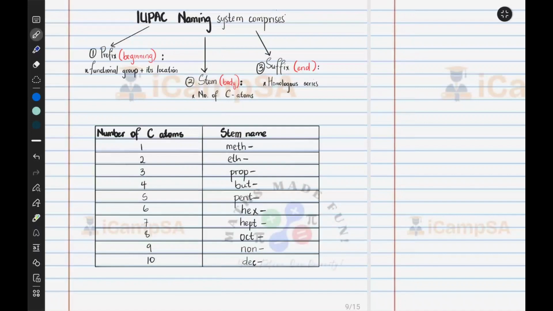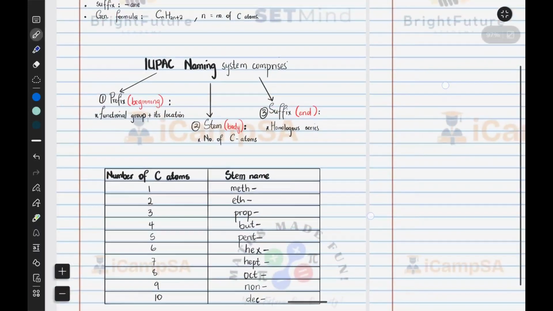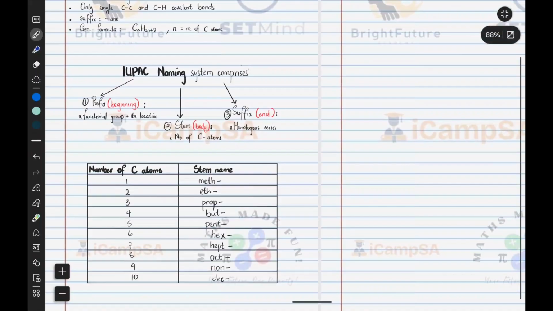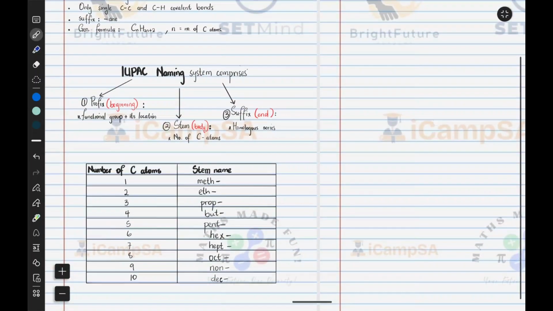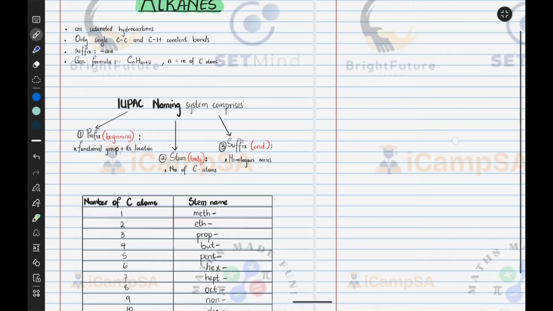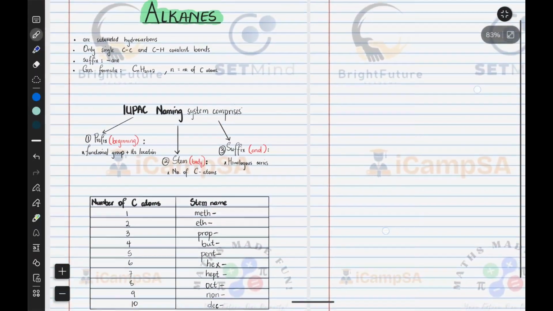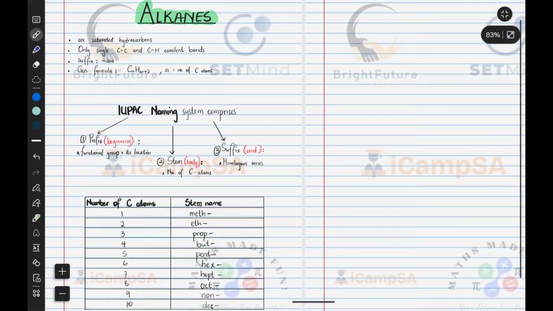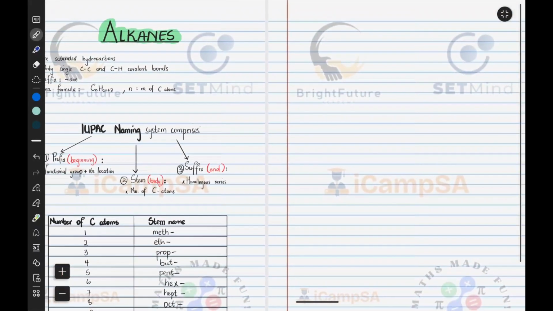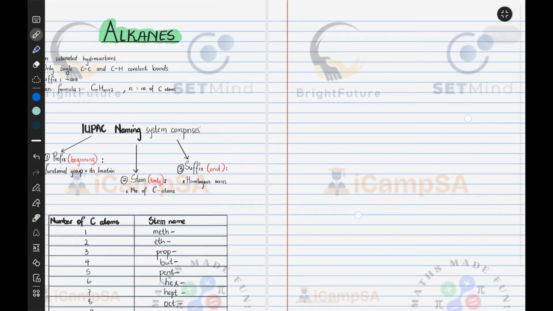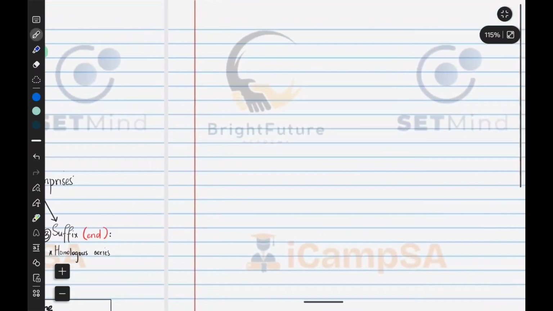Right, so these are all the stem names that we will be using continuously when we do the IUPAC naming for all organic compounds considered here. It's not specific to alkanes only, but all other organic compounds. Now, coming to alkanes, let's start the IUPAC naming of alkanes.